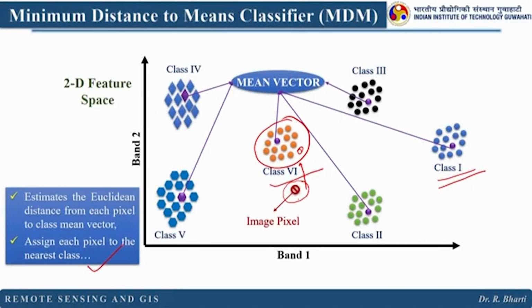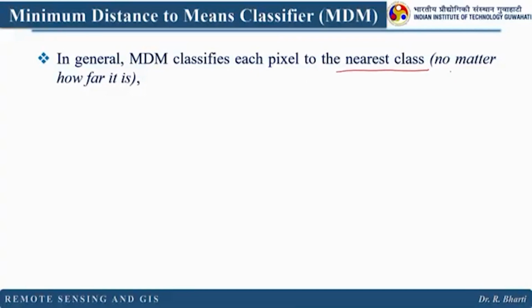So here is the same thing which I have repeated. In general, MDM classifies each pixel to the nearest class no matter how far it is, right? Because you have to find the distance from all these 6 clusters. If the distance between class 1 and the pixel is the least value, then definitely that unknown image pixel will be classified into class 1, but it may not exactly be the same class, yet it is classifying that one. So that is the problem.